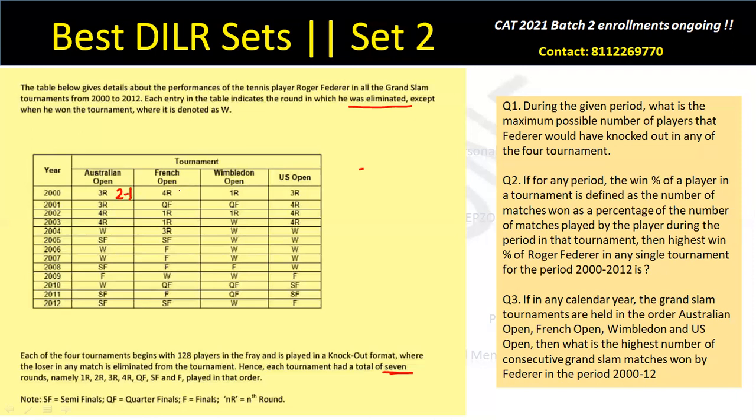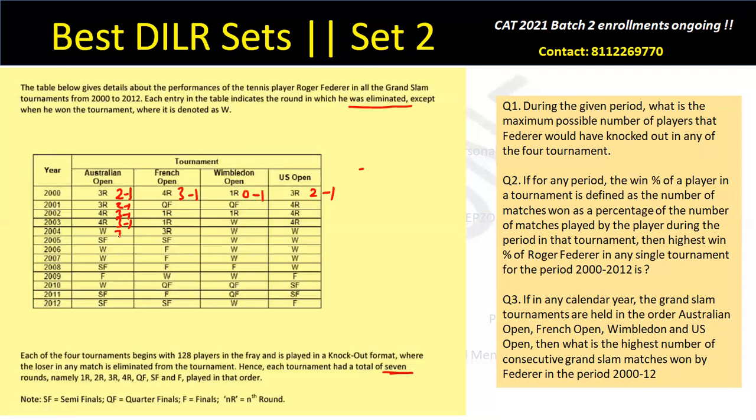Similarly, QF is nothing but a 3-1 score. 1R is what? He did not win a single match and then he just lost. 3R is 2-1, right? Similarly, I'll just fill this table very quickly. Okay? So what is 3R? This is nothing but 2-1. This is 3-1. This is again 3-1.